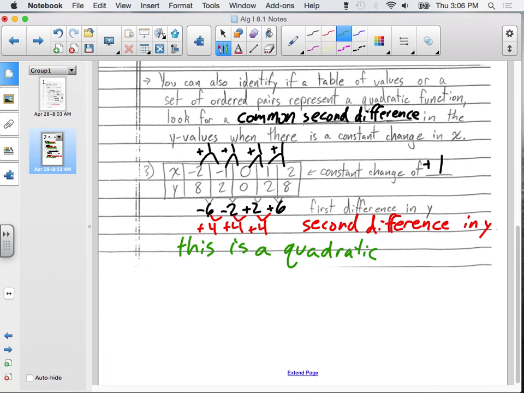Anyone have any questions about anything in the notes? Sorry. All right.